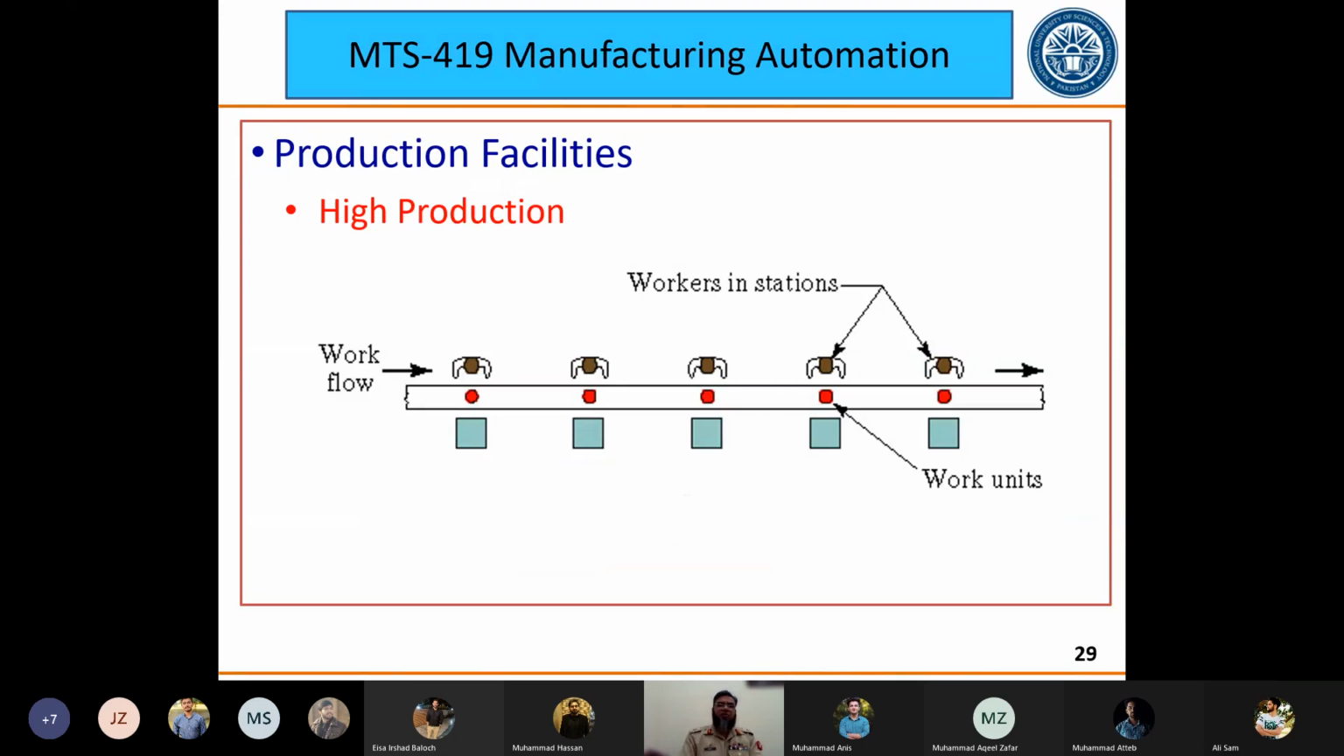So if I look at this high production के लिए, so आप देखिए this is the flow line. This is the flow line production. The work is flowing from one side and it is moving and the work is being done at different stations. So हर station पे उसके ऊपर different type का काम हो रहा है and the work unit is going out. So this is used for the high production.